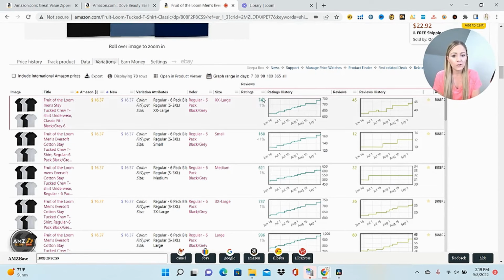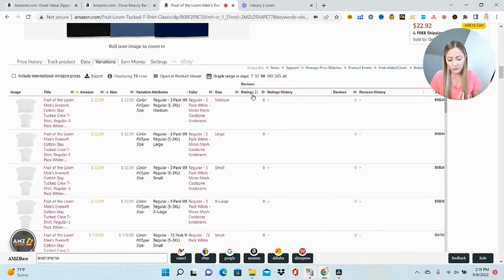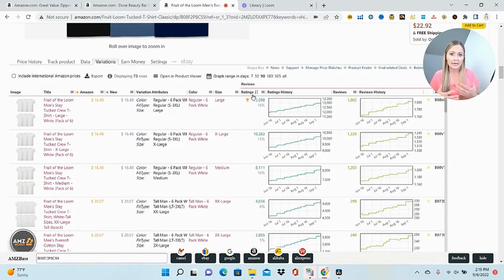And now what we're going to want to do is filter these ratings from highest to lowest, because again, the more ratings a product has, the more sales it has. It's directly correlated. The more sales that are going out, the more ratings in the end it's going to receive. So then we can infer that the listing with the greatest amount of ratings is also getting the greatest volume of sales. And in this case, when I filter it, I see that trophy right here. 16% of the ratings, 13,098 of them, came from this variation.